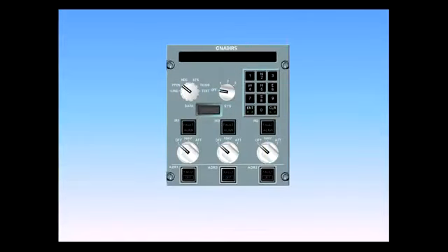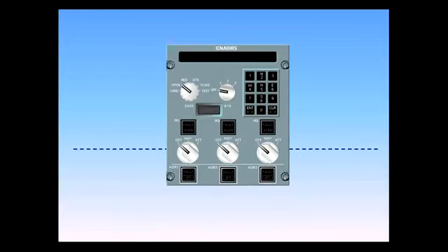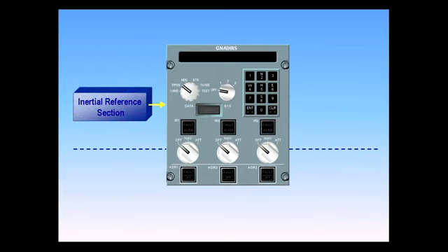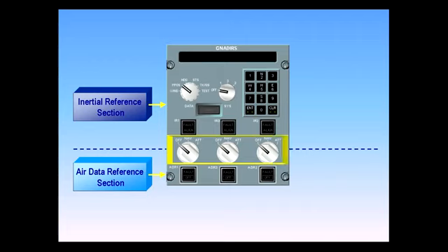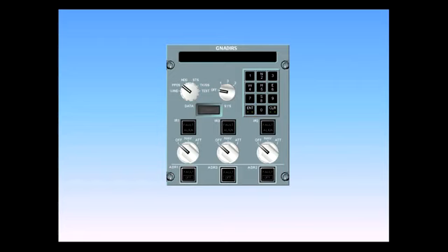Now let's look at the ADIRS control display unit. The panel is divided into 2 parts, the upper section for the IR and the lower section for the ADR. The 3 rotary mode selectors have control over both the IR and the ADR. The controls and indicators for the individual ADIRS are grouped and arranged in the order of 1, 3, and 2.